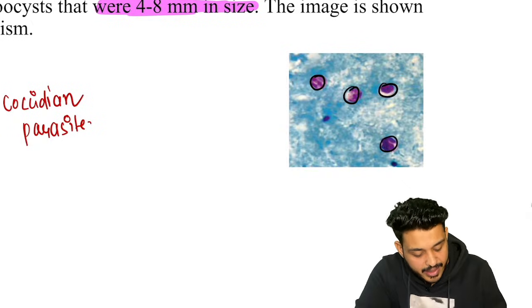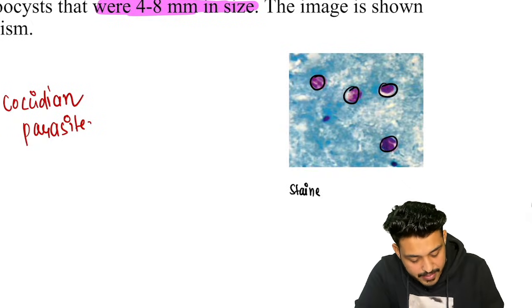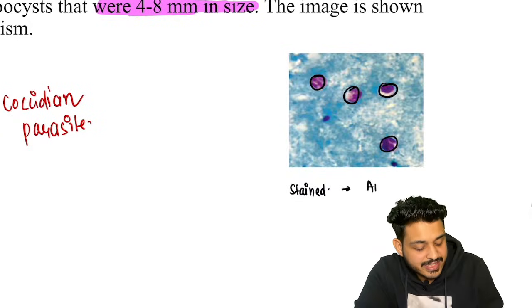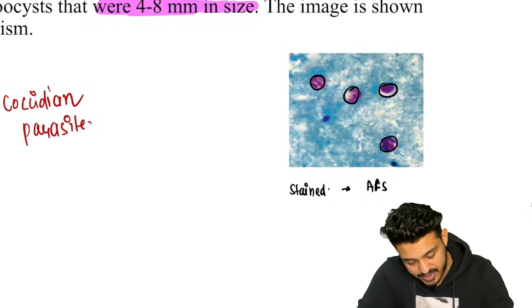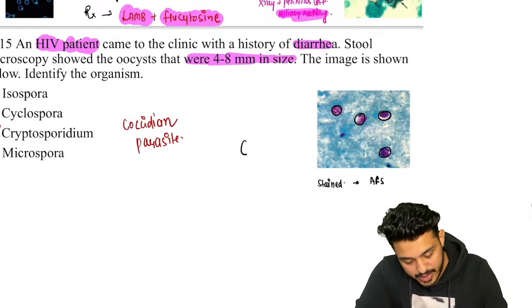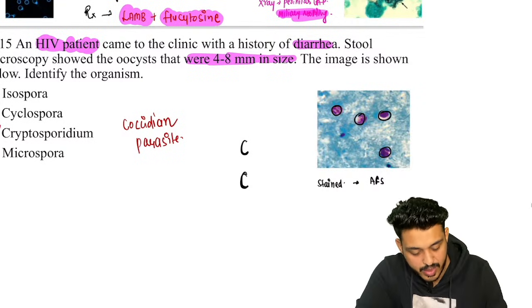All of them are stained. They are acid fast. They are all acid fast organisms. Sir, how to differentiate? Remember, cryptosporidium and cyclospora are going to be what?